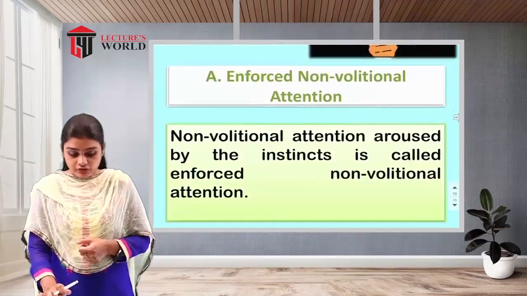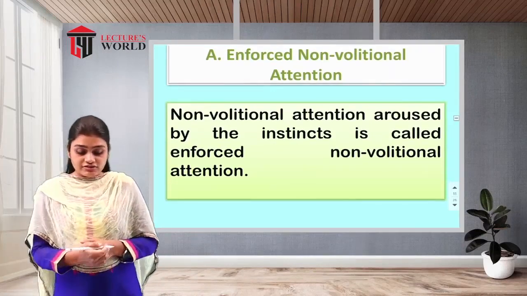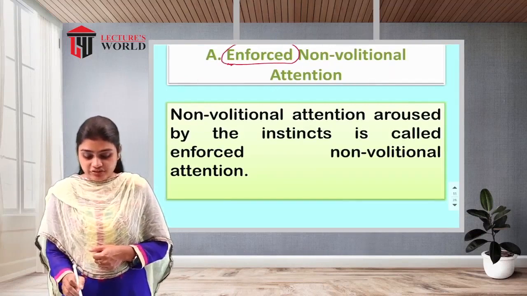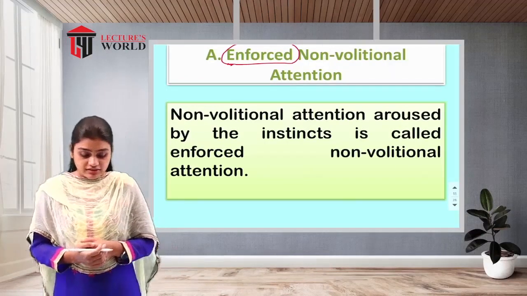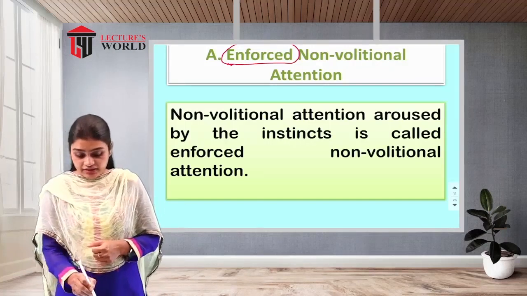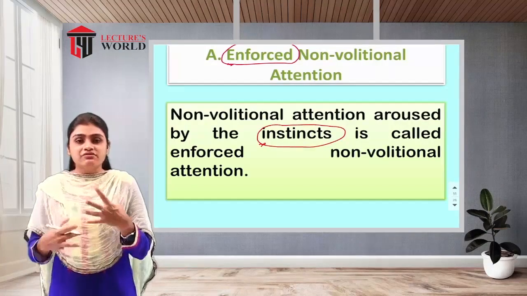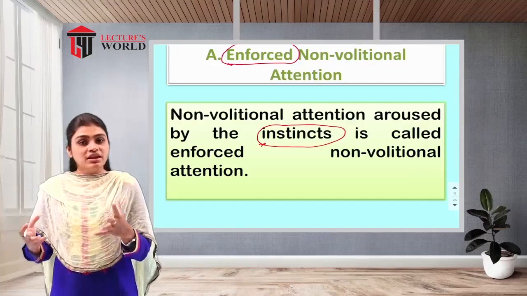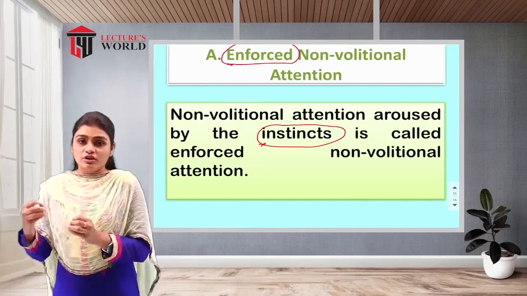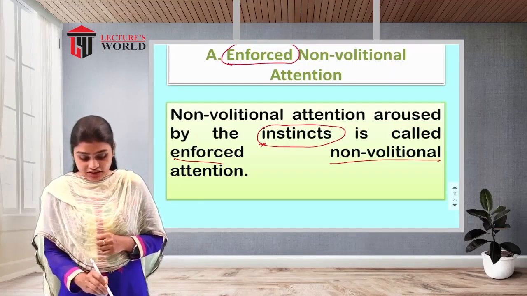So there are two types of non-volitional or involuntary attention. The first one is enforced. Something is forcing us to do it. Enforced non-volitional attention. Let's see. Non-volitional attention aroused by the instincts. That means a particular channel of behavior in a particular situation, when human beings exhibit it, is called an instinct, the manner in which they work. That is called enforced non-volitional attention.